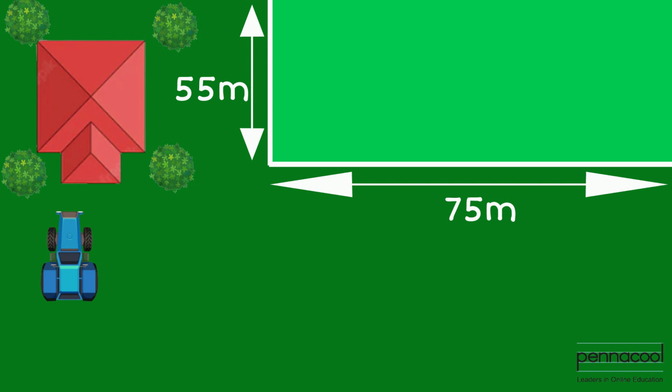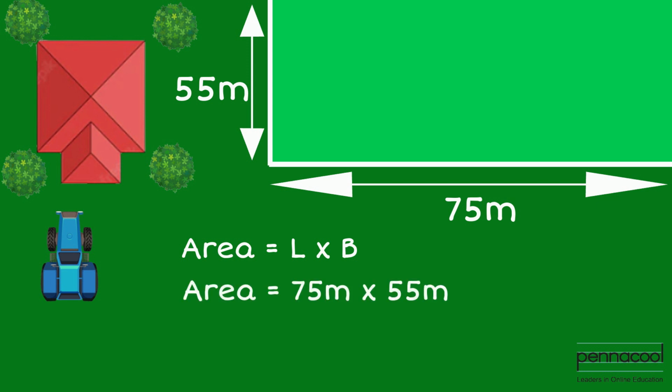Mandy also has to determine the area of the land. She uses the formula for the area of a rectangle, length multiplied by breadth. This gives an area of 75 meters multiplied by 55 meters, which gives us 4,125 meters squared.